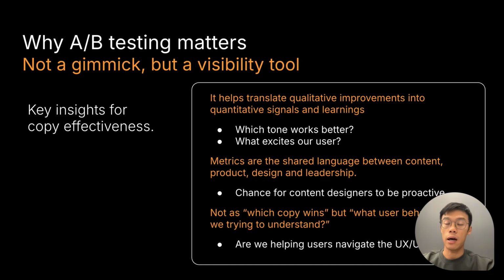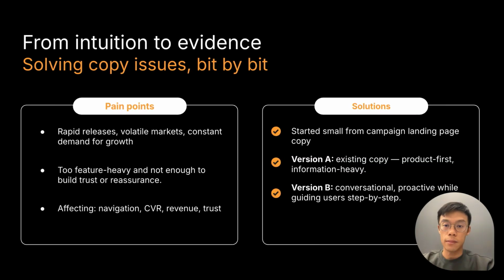exposure and influence. But it's not about which copy wins. Rather, it's about how the user behaves and what clicks with their behavior. What are we trying to understand, and how are we helping users navigate UX, UI, and the overall experience? So in a nutshell, A/B testing is key for insights into copy effectiveness.